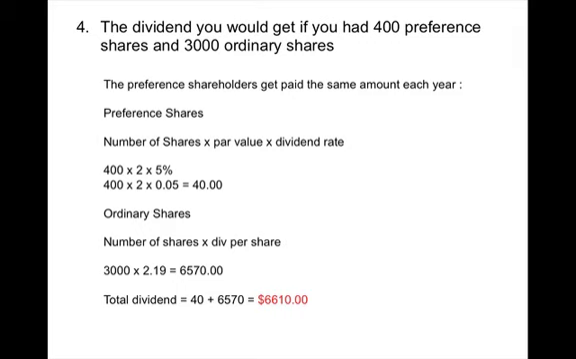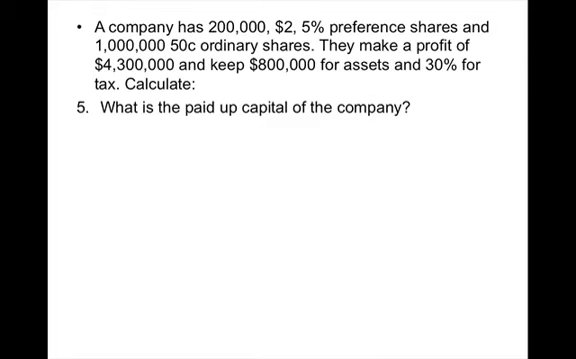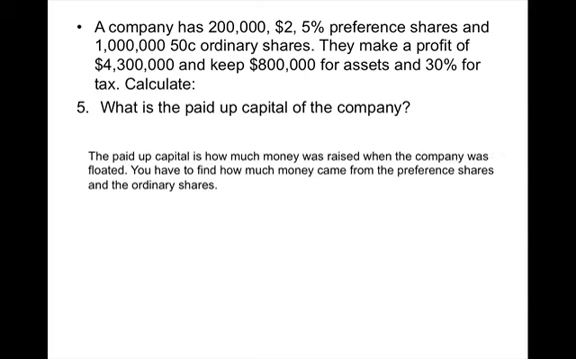The last question says, what is the paid up capital of the company? Now the paid up capital of the company is how much money the company got or was raised when they were first floated. Okay, it's the capital, the amount of money they've got when they were first floated. So they get that by selling their shares. All the information you need is in the question.